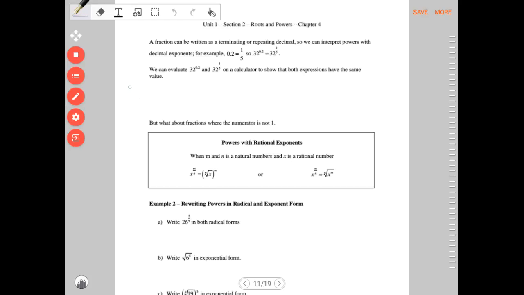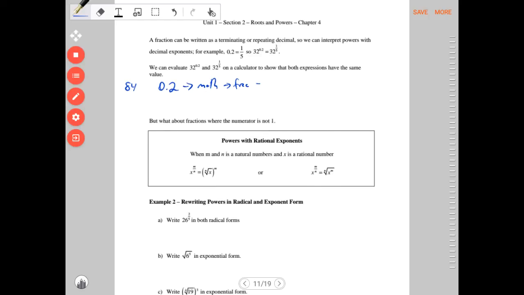How we do that on the TI-84: we go 0.2, then hit your math button. The first one in the math menu is frac. So we go math, then frac, then enter. You might have to enter twice. I'm not 100% sure, but either way, math, frac, and then this will give you 1/5.